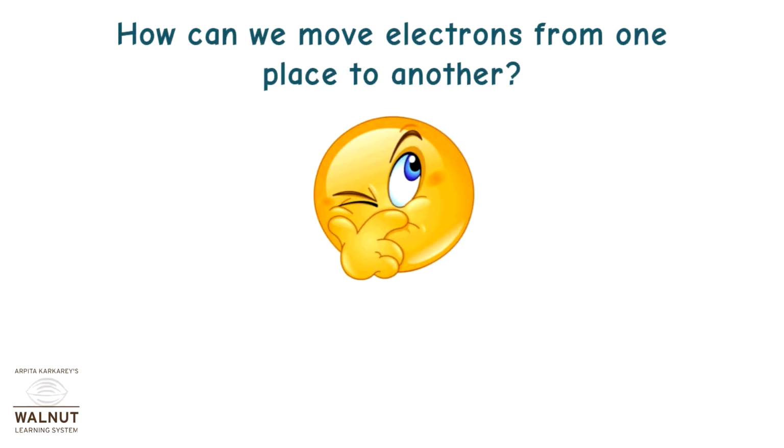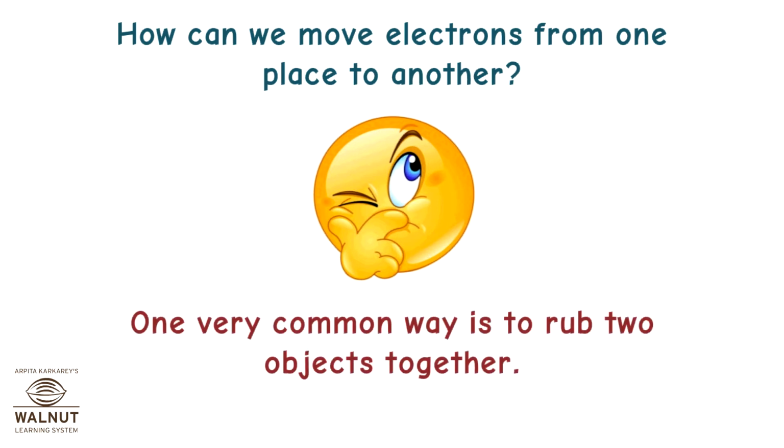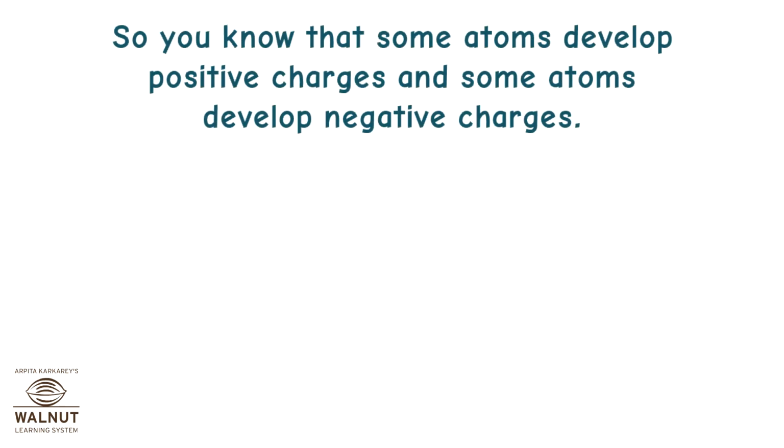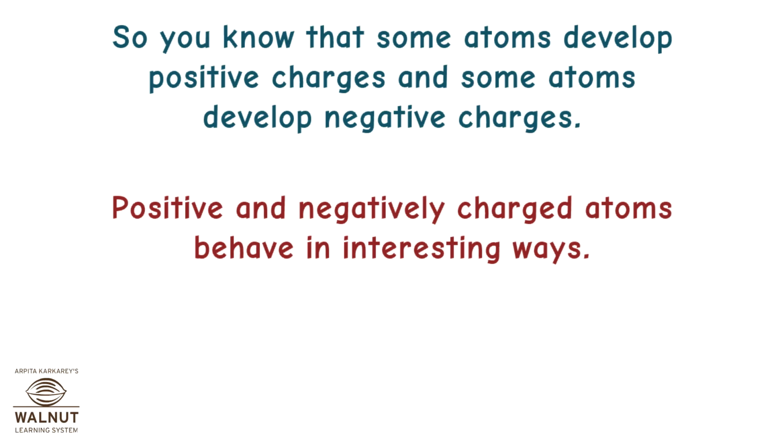How can we move electrons from one place to another? One very common way is to rub two objects together. If they are made of different materials and one has loosely held electrons, then the electrons may be moved from one substance to the other. So you know that some atoms develop positive charges and some atoms develop negative charges. Positive and negatively charged atoms behave in interesting ways.